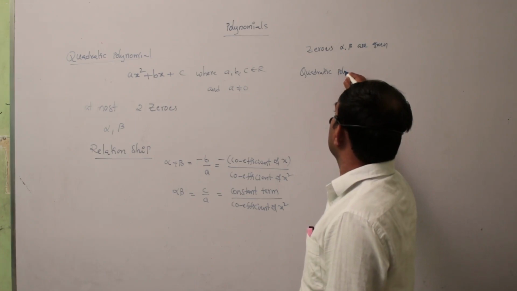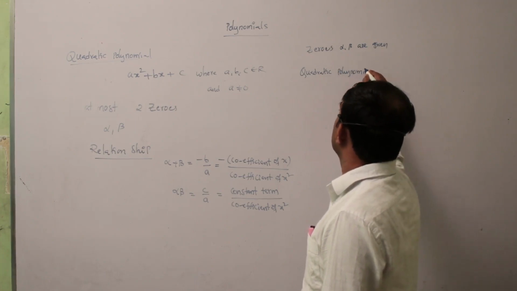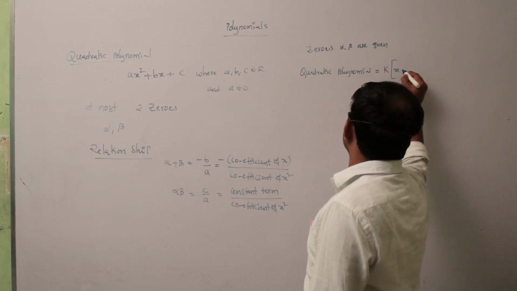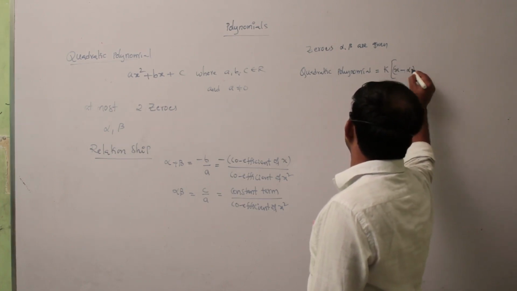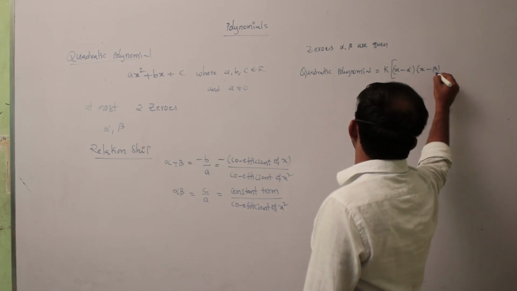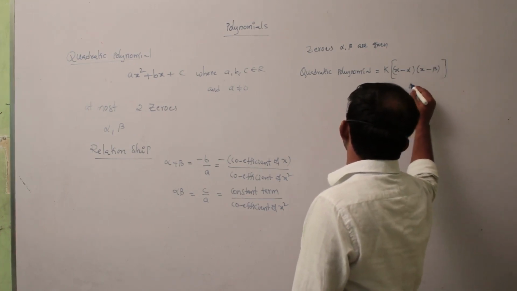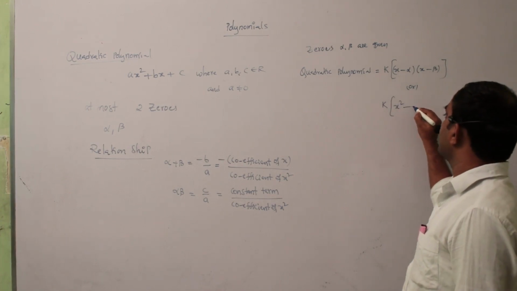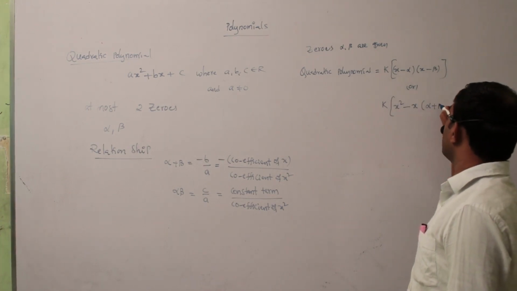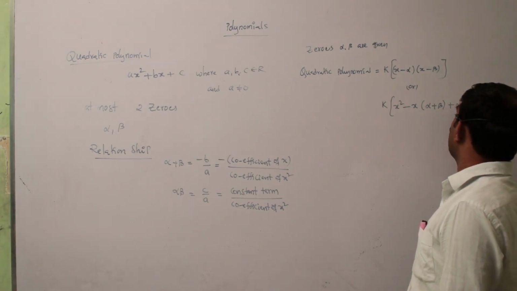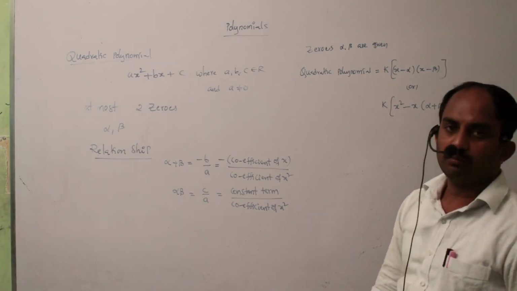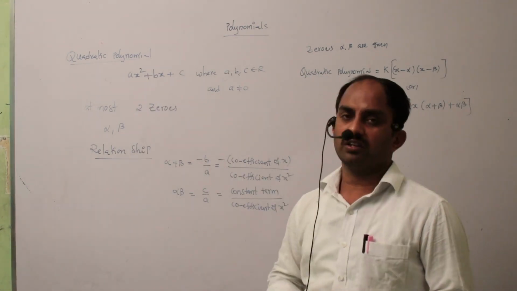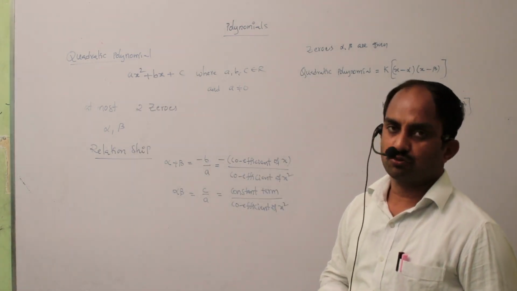The quadratic polynomial is k into x minus alpha into x minus beta. That is nothing but k into x square minus x into alpha plus beta plus alpha beta. These are the important points related to quadratic polynomial. By using these points we are doing the problems in exercise 2.